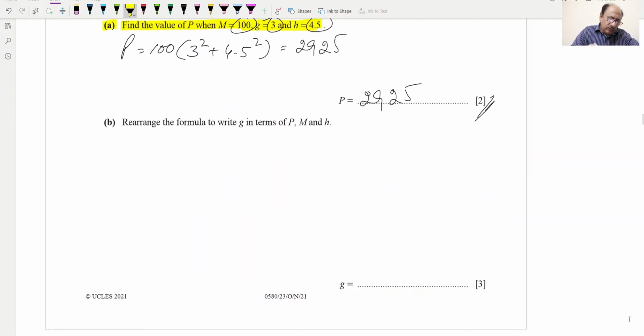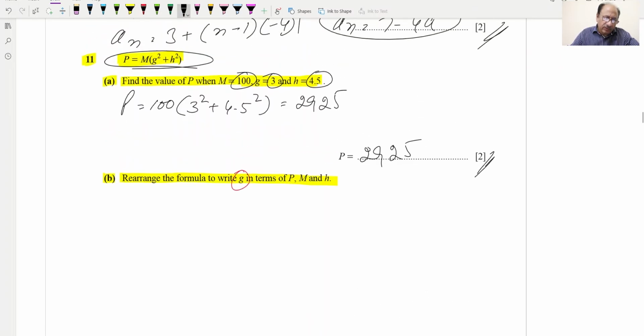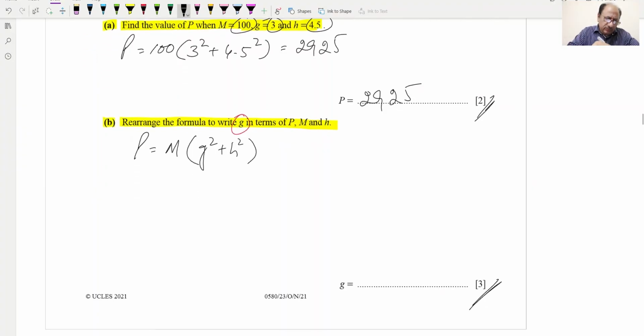Now B part, rearrange the formula to write G in terms of P, M, H. So we have to rearrange the formula and make G the subject. The formula is given over here: P is equal to M into G squared plus H squared, and this is a 3 marks question, very easy. So first of all, we can shift M to the other side, and it will be P over M. It will go as denominator, so G squared plus H squared.